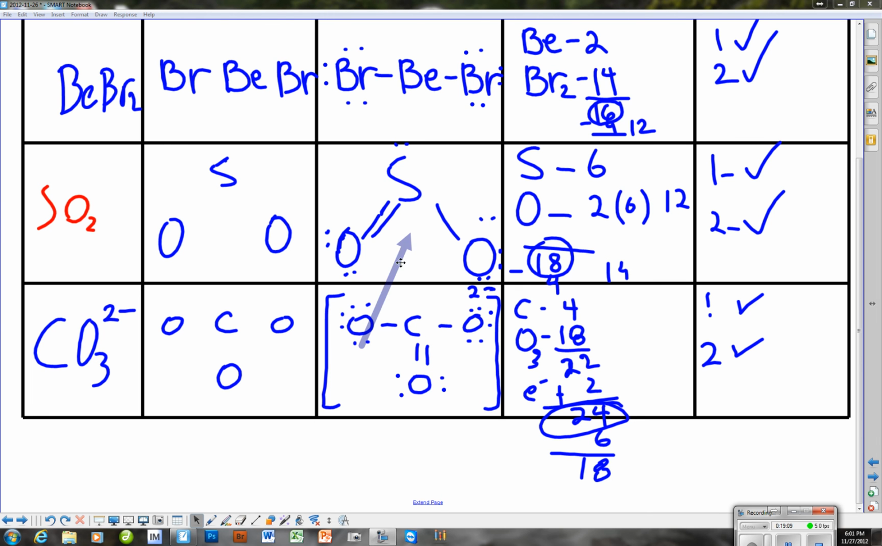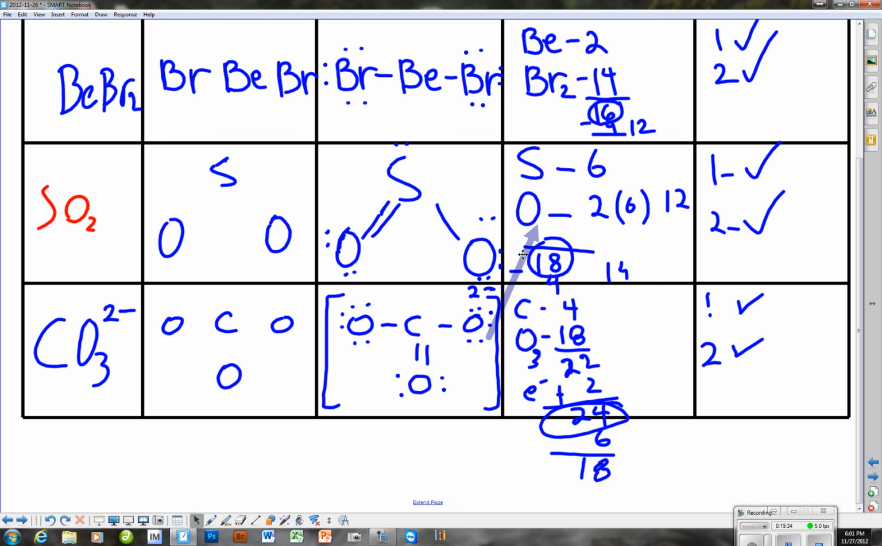So to continue to the next molecule, the SO2, we laid it out, just the atoms, in roughly the shape that we think it's going to be, and then we put the bonding electrons in. So before we can go any further, we do the totals. Sulfur, column 6, brings 6 valence electrons. Oxygen, there's two of them in this molecule.